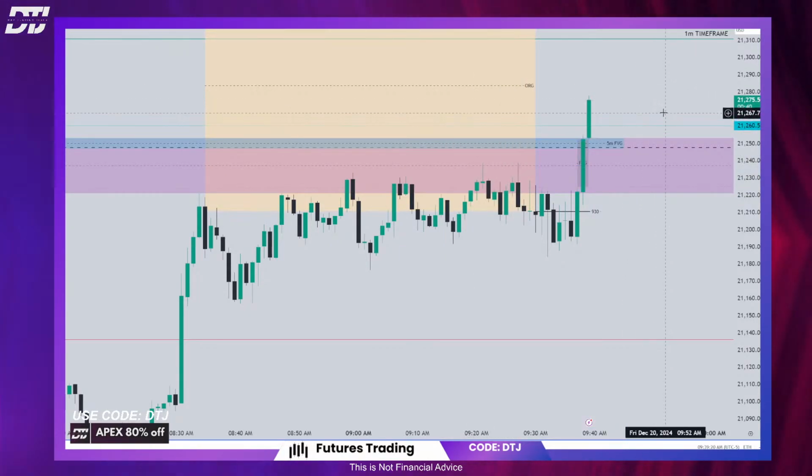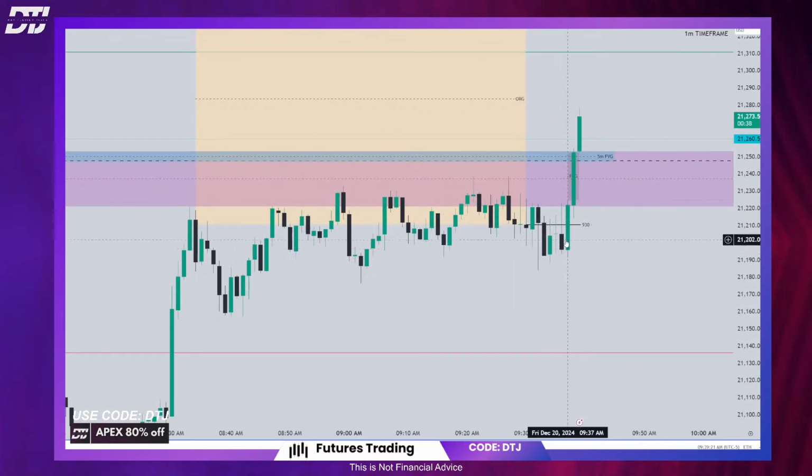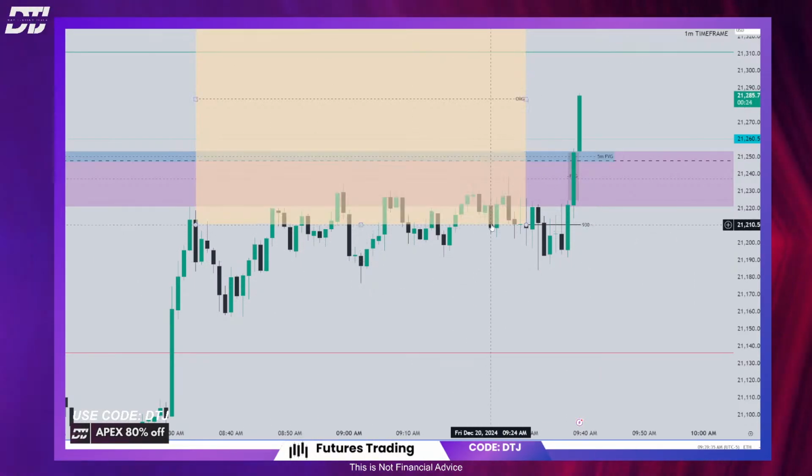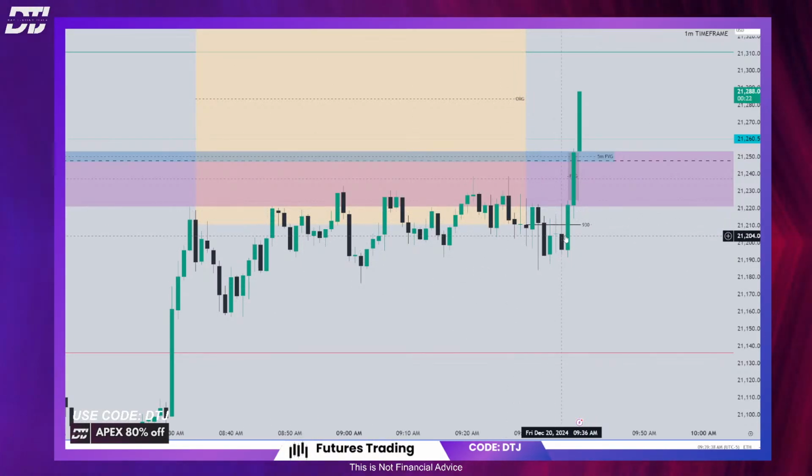All right, so here's our expansion higher. Look at this, guys. We had straight consolidation, and then we go straight into expansion. We had no grab of liquidity here. There was not a single opportunity for us to do something. So this is going without us simply because there was not an opportunity.